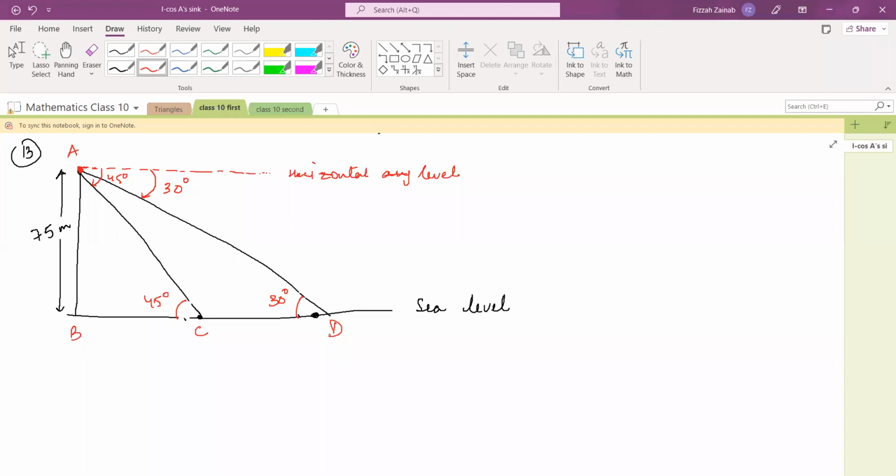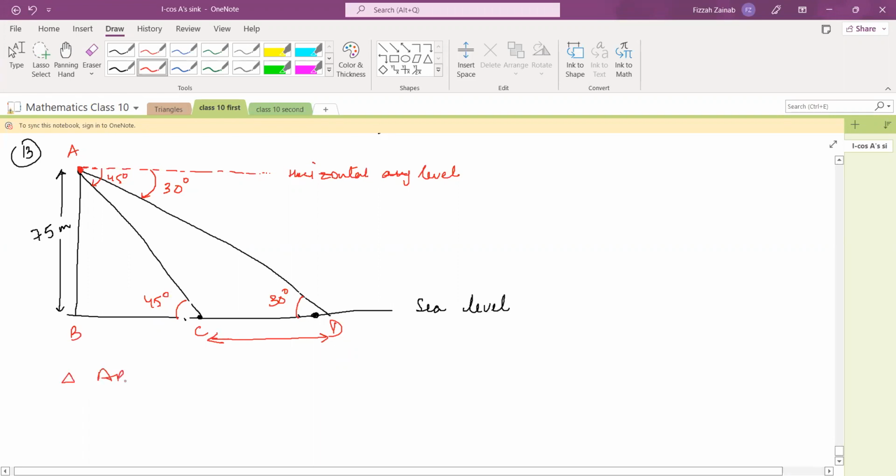Find the distance between the two ships. So basically you want to find this distance CD here. I think the question is easy. Basically now I have two triangles. One is this triangle ABC where I can use tan 45. Another triangle is this A, B and D where I can use tan 30. Now which triangle can I start with? Because perpendicular I know in both the triangles.